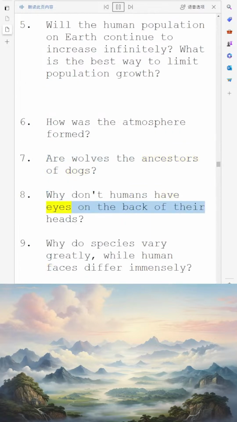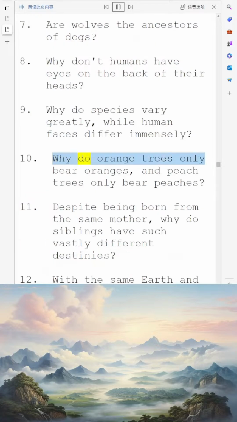Why don't humans have eyes on the back of their heads? Why do species vary greatly, while human faces differ immensely? Why do orange trees only bear oranges, and peach trees only bear peaches? Despite being born from the same mother, why do siblings have such vastly different destinies?